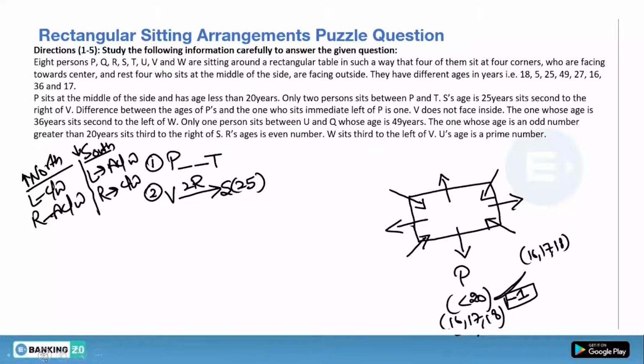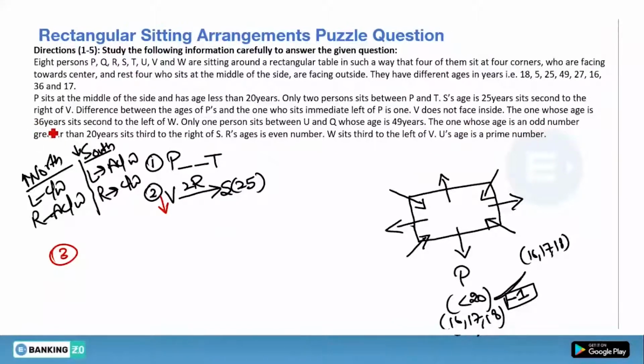Now next point, V does not face inside. So V is facing outside, it means V is facing south. So we can be here, we can also be here. Let us assume V is here, then S will be on this side. Let us assume V is here, then S will be on this side. So we have to make two possibilities, but first let's move further, then we will decide whether we have to make it or not.